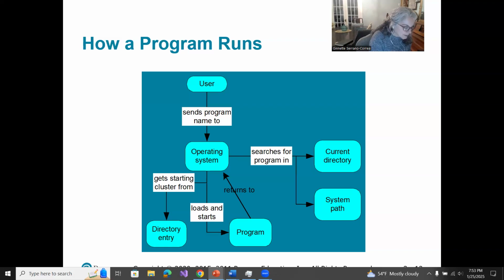Okay, so when the program file is found, the operating system will retrieve basic information about the program file from the disk directory, including the file size and its physical location on the disk drive. Then the operating system is going to determine the next available location in memory that loads the program file into memory. This is where we allocate that block of memory for the program.